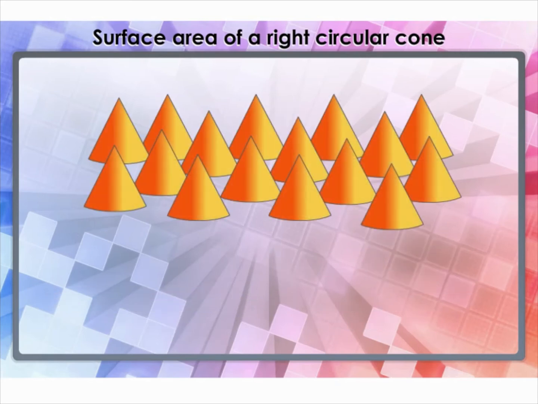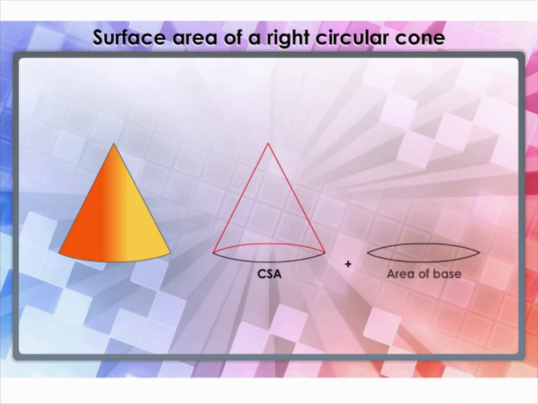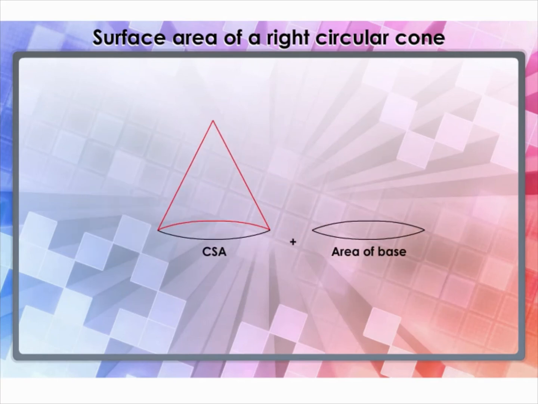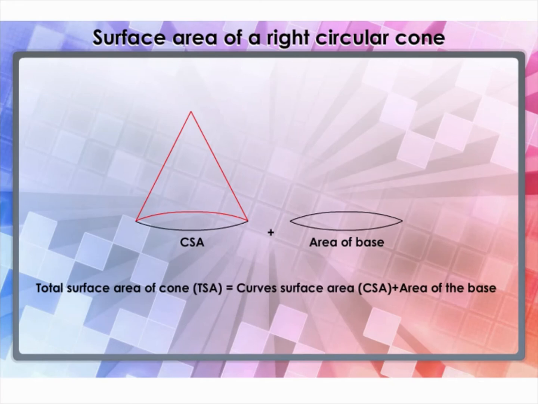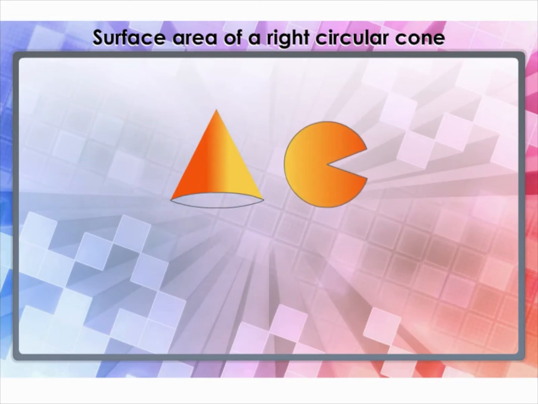Now let's calculate the total surface area of the cone. The total surface area of a cone comprises the curved surface area, called CSA, and the area of the circular base. This is called the total surface area or TSA of a cone. However, to find the area of the cone, you need to calculate only the CSA. Let's see how. Here is a sample of a conical cap. If we cut it along its slant height, it opens up to the shape as shown here.